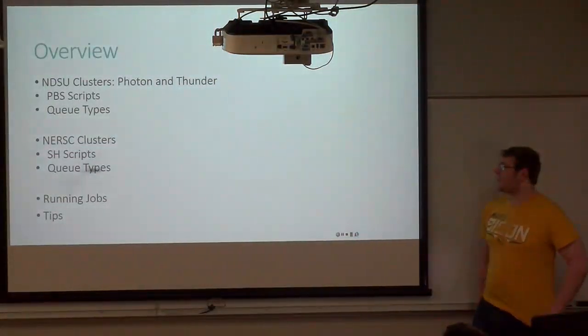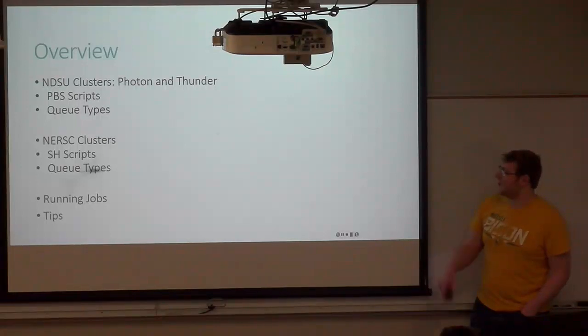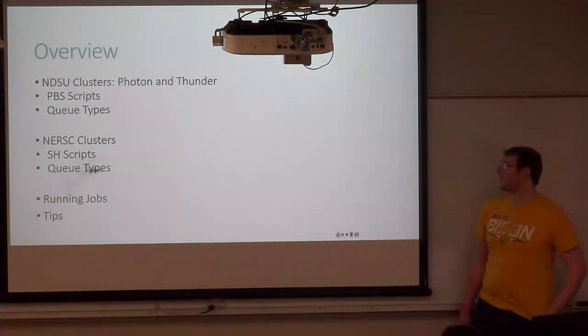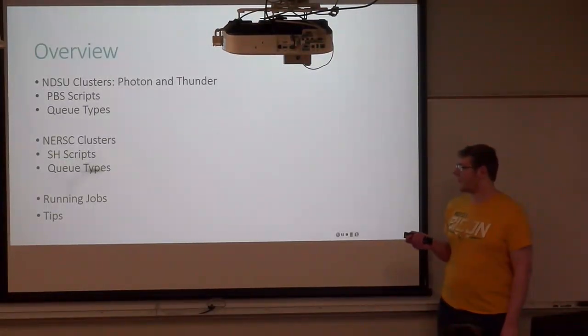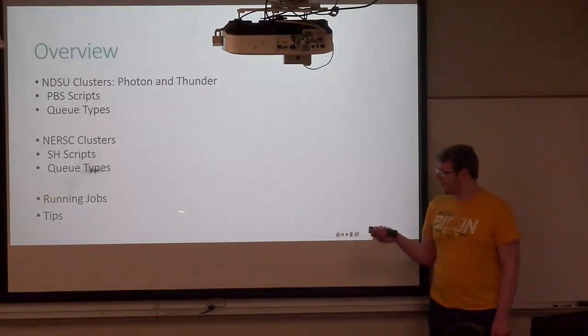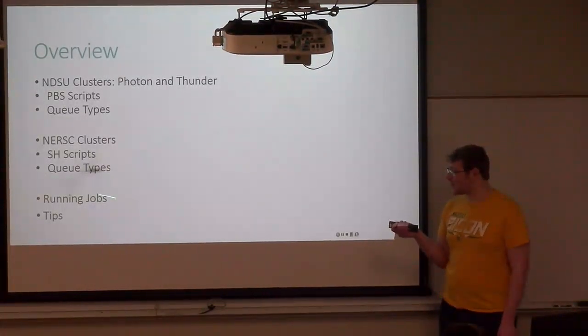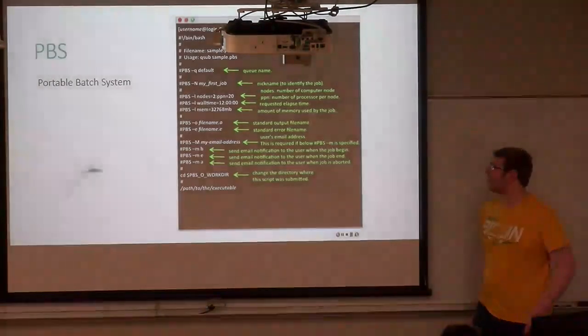So a brief overview: we're going to touch briefly upon the stuff needed for Thunder, the PBS scripts and the queue types on Thunder. And we're going to talk about script types on NERSC and the queue types on NERSC. Then we're going to go into how to run the jobs, which is the easiest part of all this, and then some tips that I have.